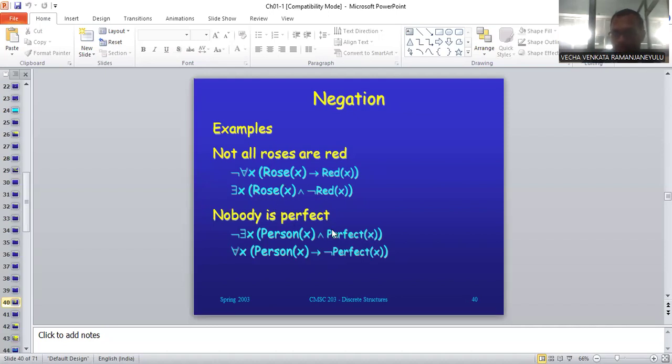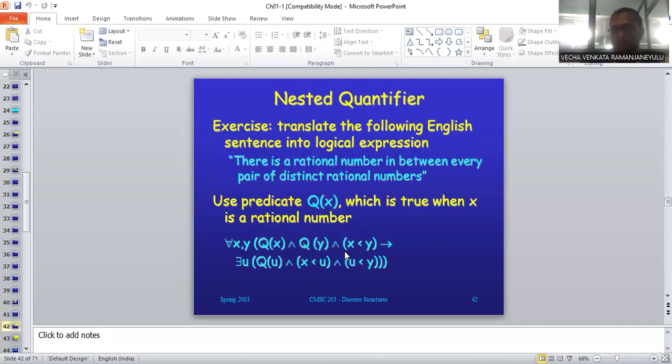Nobody is perfect. Nobody means someone is perfect, negated. Negation there exists X, person X and perfect X. Total, all persons are there. Nobody is perfect means negation there exists X, person X and perfect X. Equivalently, for all X, person X implies negation perfect X. Okay, this is about the total of the nested quantifiers.